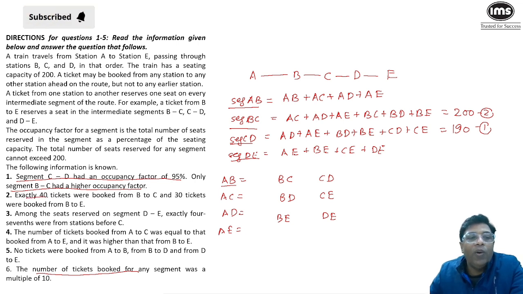Then exactly 40 tickets were booked from B to C. So this value has to be 40. And 30 tickets were booked from D to E. So this value has to be 30. So these are the tickets that were booked.